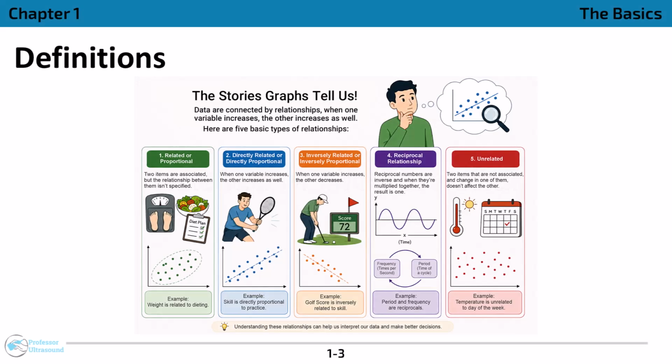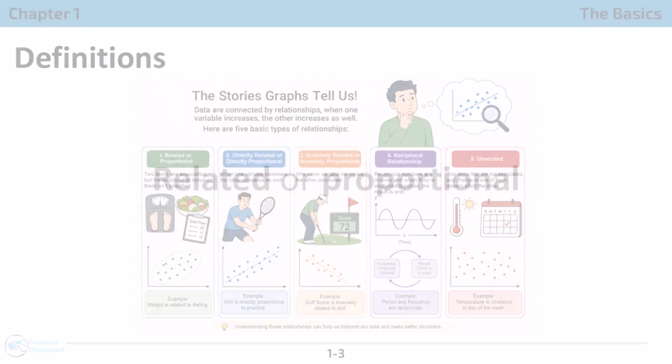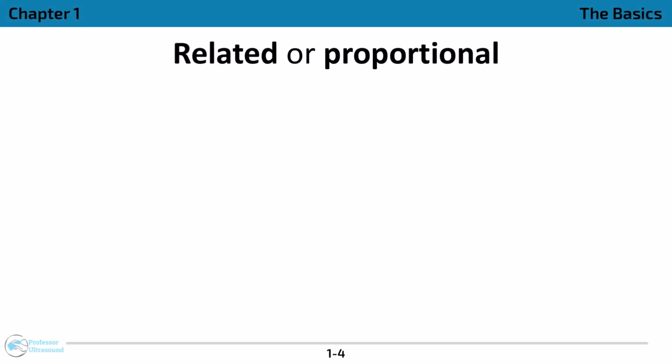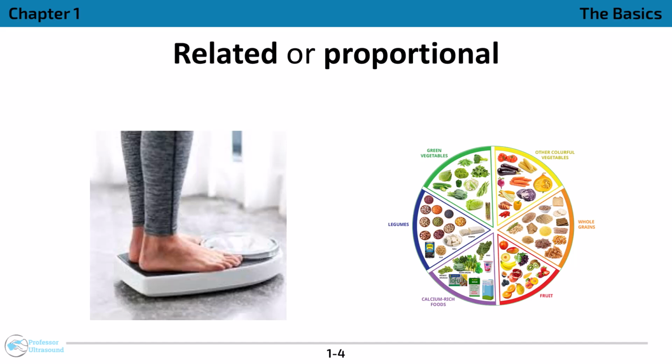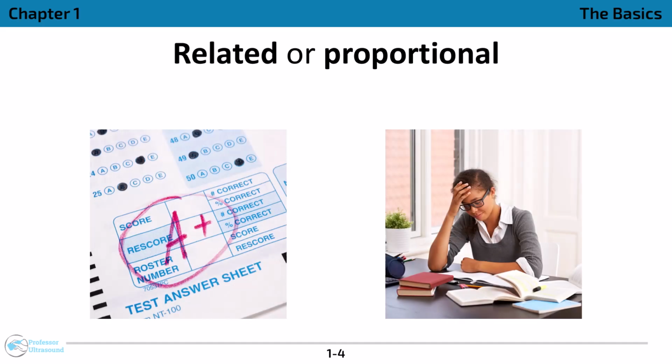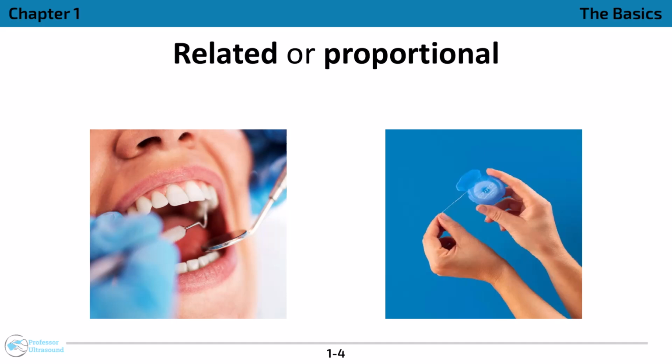Now that we can read graphs, it's time to understand the stories they tell us. These stories are called relationships. A relationship describes how one variable changes in response to another. Throughout ultrasound physics, we'll repeatedly encounter 5 basic types of relationships. The first is simply called related or proportional. For example, weight is related to dieting. Santa Claus is related to Christmas. Exam score is related to or proportional to studying. And dental health is related to flossing.